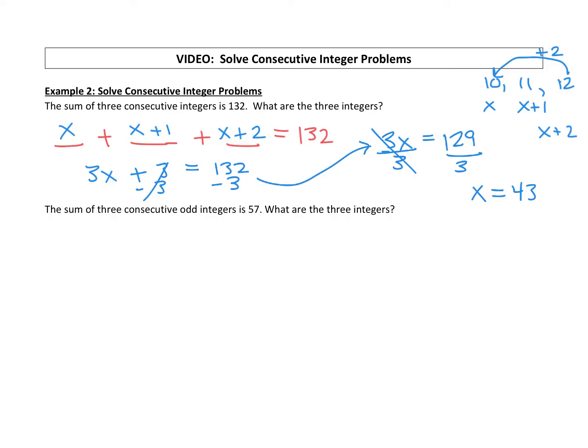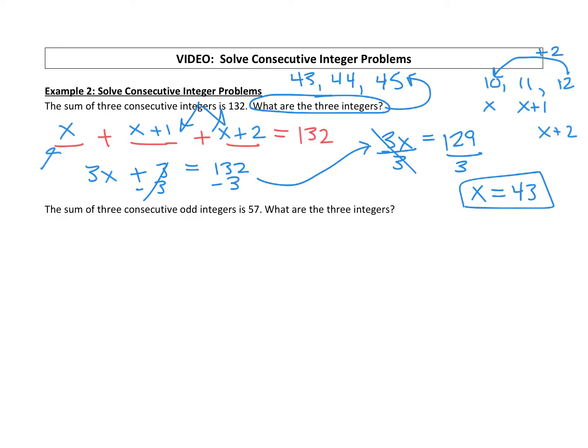Now, have we answered the question? What are the three integers? Well, all we know is what x is. Remember, x is our first integer. So our first integer is 43. What's the next one after that? 43 plus 1 is 44. What's the next one after that? 43 plus 2 is 45. So what are the three consecutive integers? 43, 44, and 45. You could double check that: what if you took 43 plus 44 plus 45? Do you actually get 132? And guess what? You do.